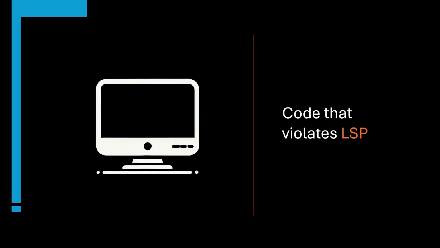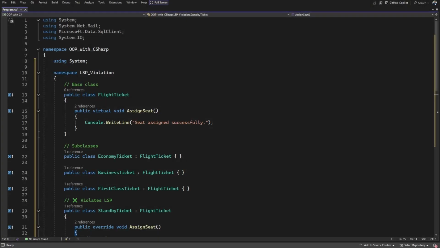Now let us look at this violation of Liskov's substitution principle in the form of code to understand it better, and then we will look at code which applies Liskov's substitution principle to solve the problem. We start with a base class called flight ticket. It has a virtual method named assign seat. This method assumes that any type of ticket can be used to assign a seat. We then create three derived classes: economy, business, and first class ticket. All of them inherit from flight ticket, and they don't need to change any behavior.